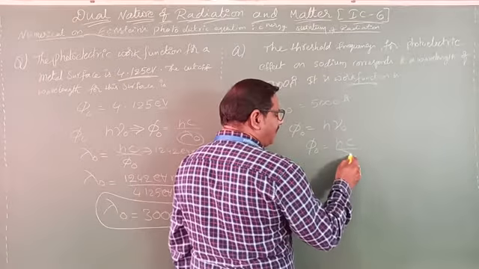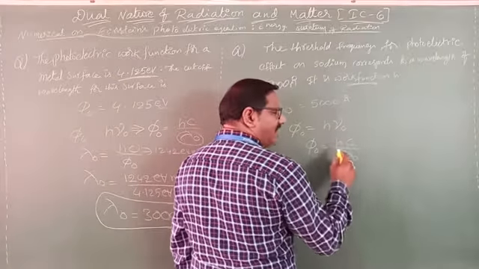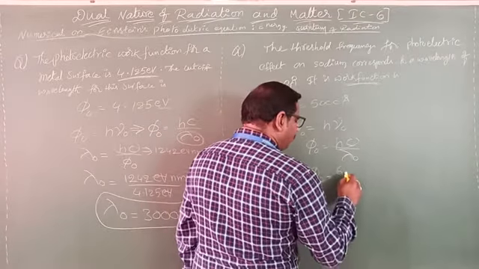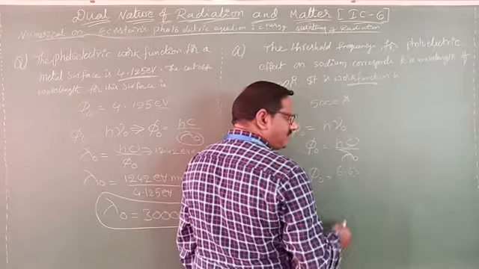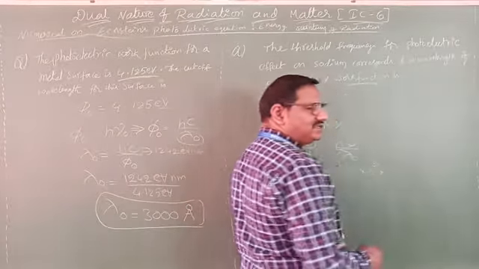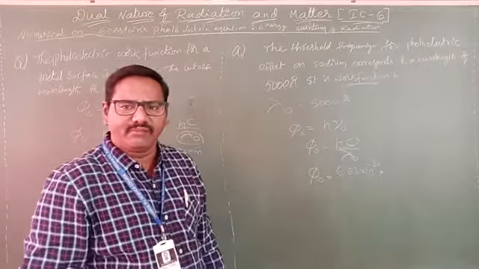Okay, the lambda naught value is already given and the hc value we also know. So phi naught equals hc by lambda naught. Planck's constant, how much is it? 6.63 into 10 power minus 34. And light velocity, how much is it? 3 into 10 power 8.